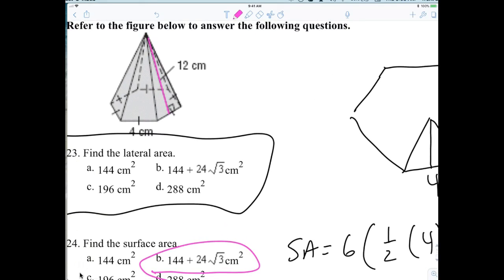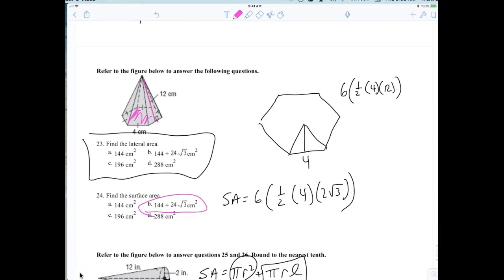I'm totally lost with what you're saying. Oh, this right here, we found the area of the hexagon. This is what the area of the hexagon is, and that's 24 radical 3. And that's the lateral area.